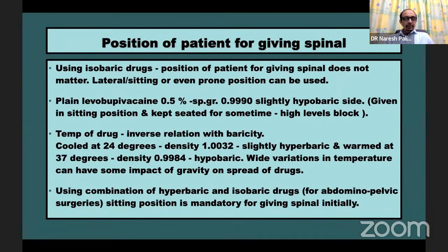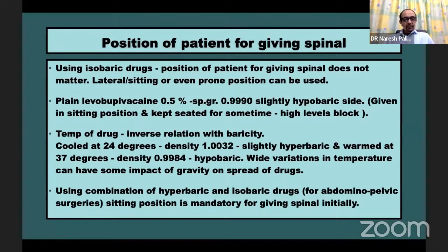Position of the patient using isobaric drugs does not matter. Any position can be used. Plain bupivacaine 0.5% is slightly on the hypobaric side, and if you give it in a sitting position and the patient is kept seated for some time, it can lead to some high levels of block. Temperature of the drug has an inverse relation with baricity, especially with isobaric drugs.